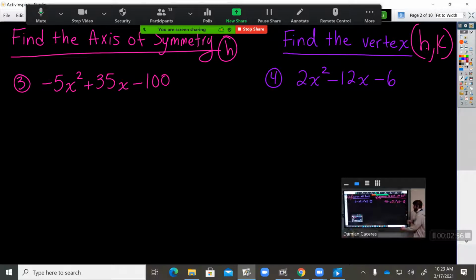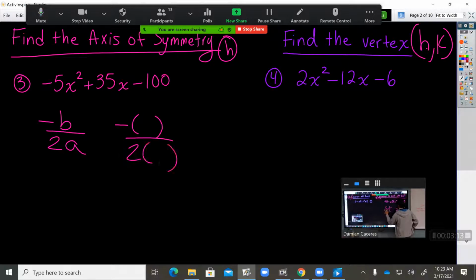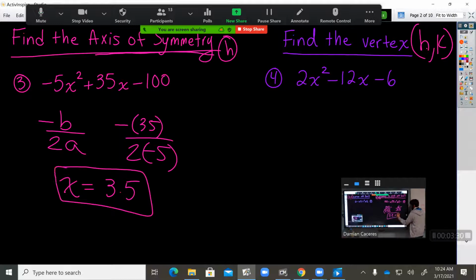To find the axis of symmetry, it's -b divided by 2a. What we did yesterday. So now let's plug in the values of b and a and figure out what the axis of symmetry is. Pay attention here, Matthew. So -b over 2 times a. b is 35 and a is -5. Now if I divide that, it gives me positive 3.5. Now axis of symmetry has to be an equation, so you just put x equals 3.5.